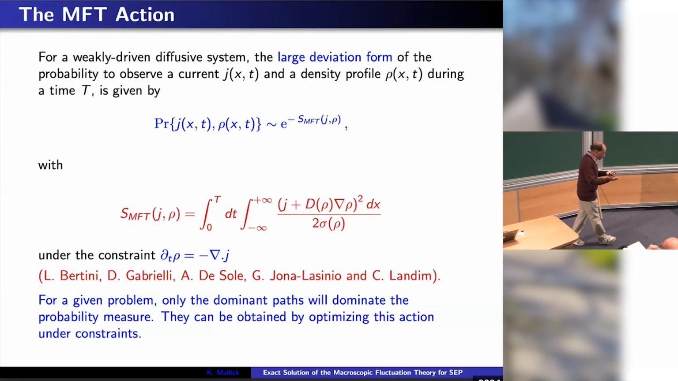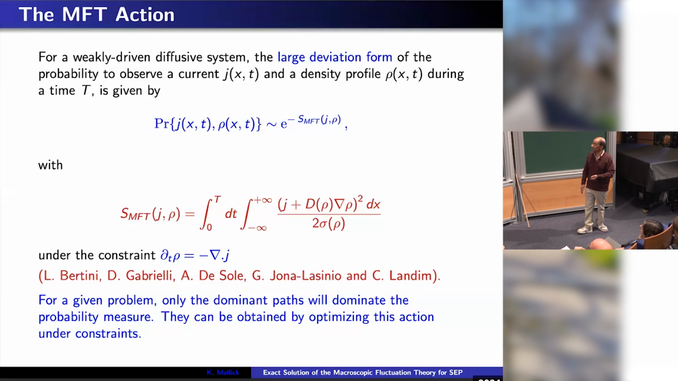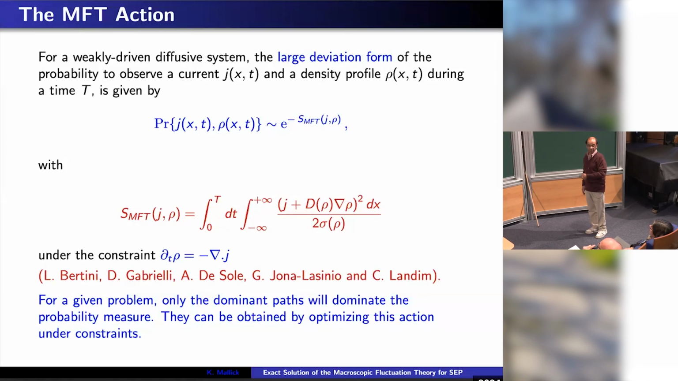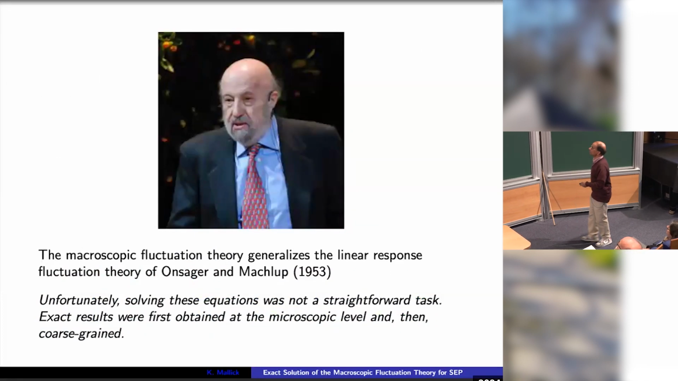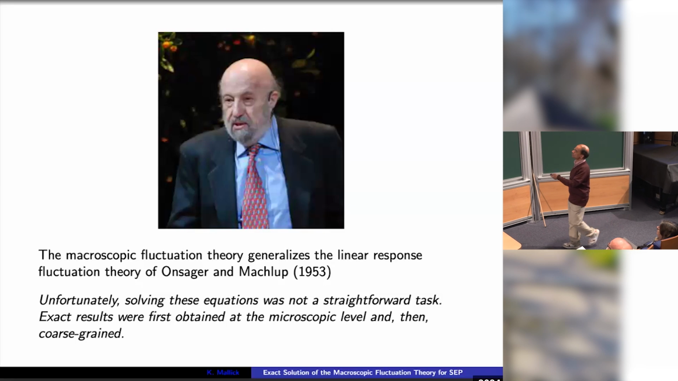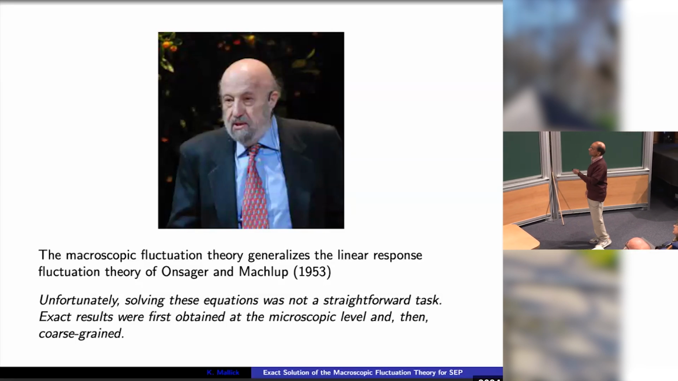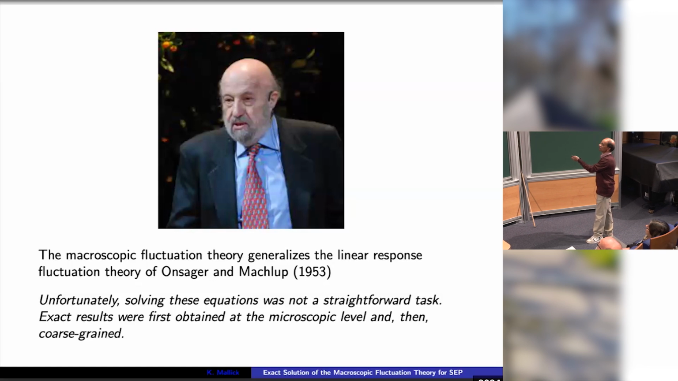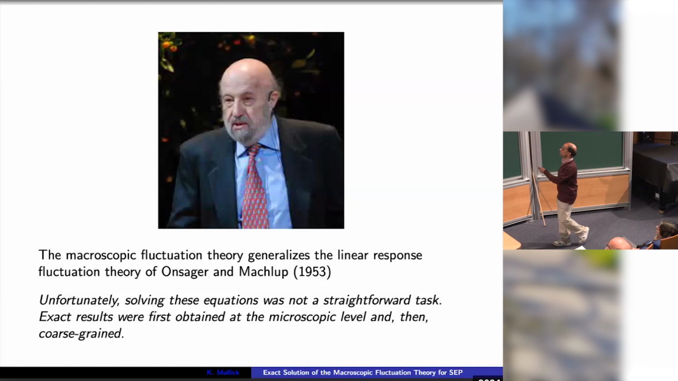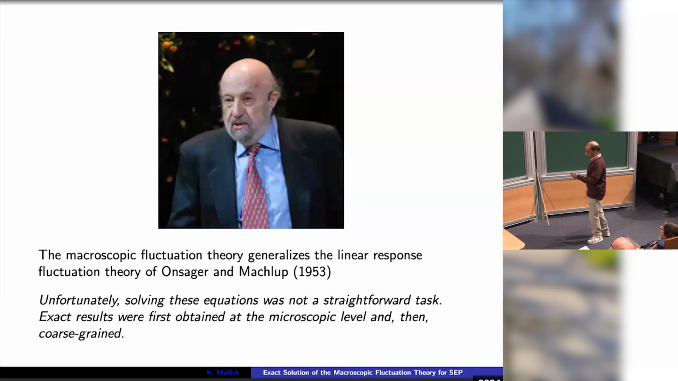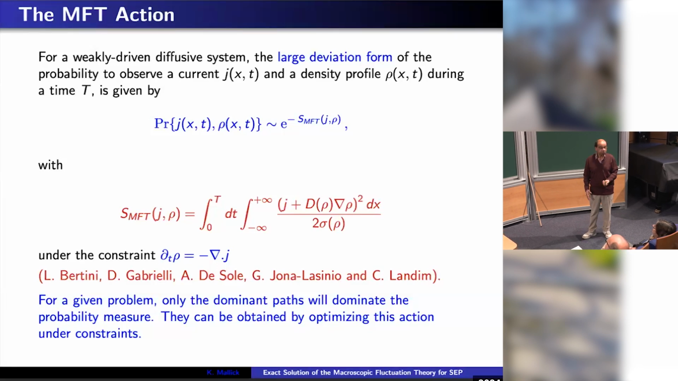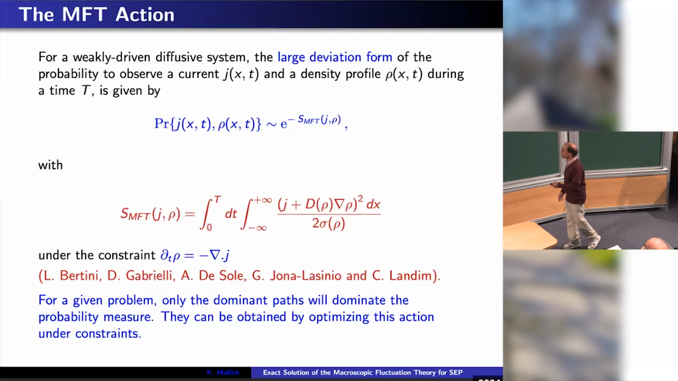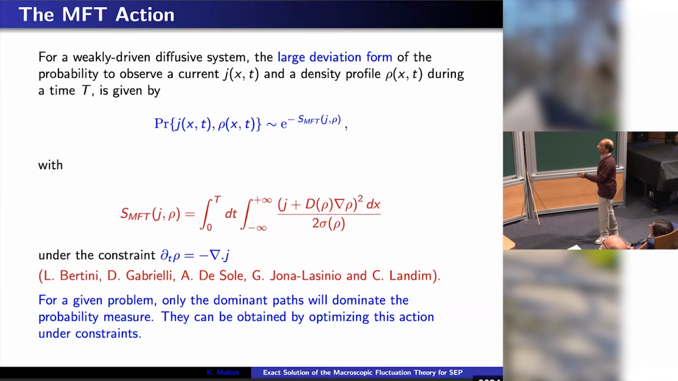We have a variational Lagrangian, or S, an action, and we want to compute its optimal path under constraints, boundary and time constraints. So we want to optimize this action under constraints. So that's Jona-Lasinio. And one of his driving ideas was to find a nonlinear generalization, this MFT, of the linear response fluctuation theory of Onsager and Machlup, which dated from '53. Of course, once you have a variational principle problem, you can write Euler-Lagrange equations, but they are highly nonlinear and complicated to solve, and that's precisely what I'm going to talk about now.